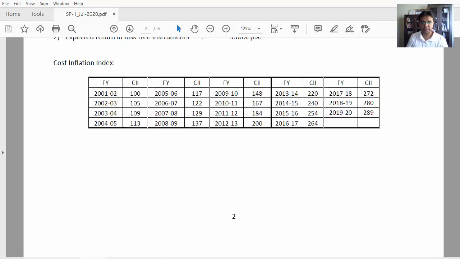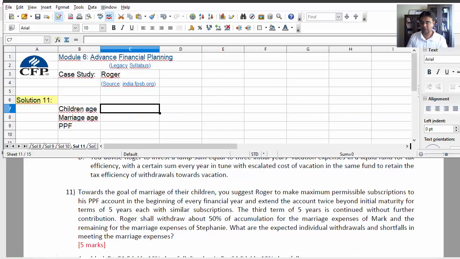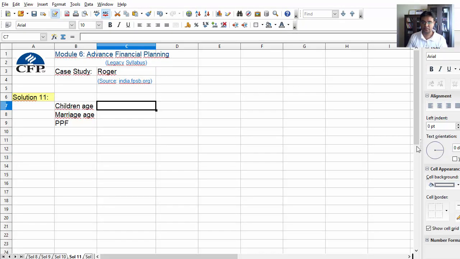Now let me again move to the question. So this is the question. Now let's input all the details in the spreadsheet. First I'll start with the PPF and then the marriage future value.